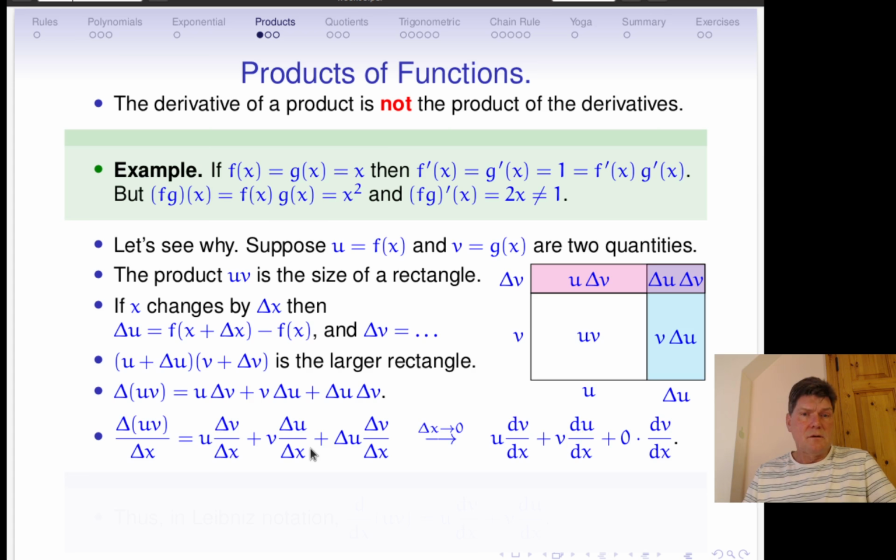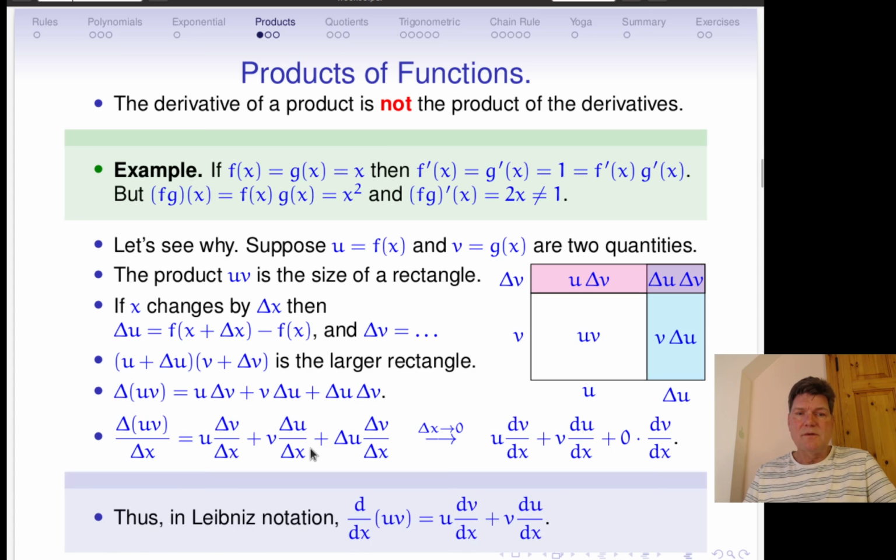That's the product rule. Here in Leibniz notation, d over dx, the derivative with respect to x of the product uv, is u times dv over dx, the derivative of v with respect to x, plus v times du over dx, the derivative of u with respect to x.